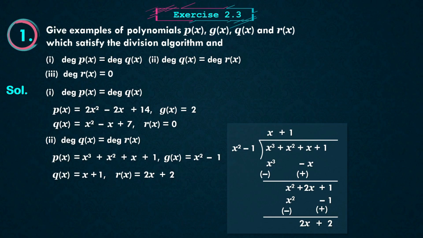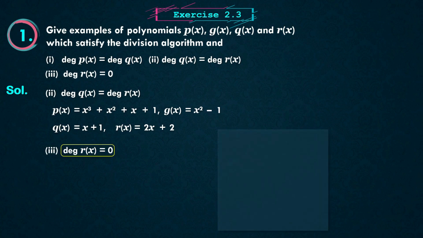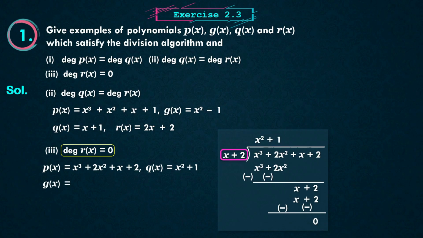Now let us look at the third case. Here the condition is that the degree of r of x is 0. This means the remainder must be a constant or 0. Let us take an example. Let p of x be x cubed plus 2x squared plus x plus 2. Let g of x be x plus 2. Let q of x be x squared plus 1. And let r of x be 0.